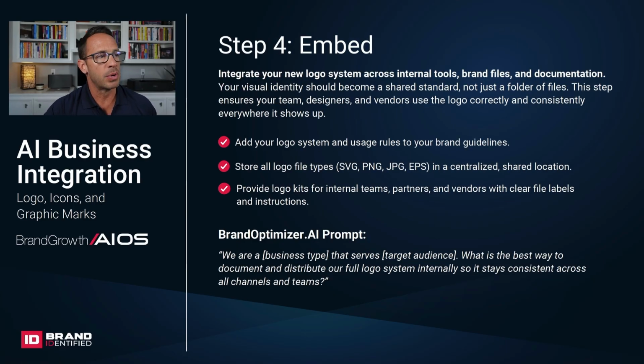So step number 4 is to embed. Integrate your new logo system across internal tools, brand files, and documentation. Your visual identity should become a shared standard, not just a folder of files. This step ensures that your team, your designers, and all of your vendors use the logo correctly and consistently everywhere that it shows up. So you want to add your logo system and usage rules to your brand guidelines, store all logo files, including SVG, PNG, JPEG, and EPS formats, in a centralized shared location, and provide logo kits for internal teams, your partners, and your vendors with clear file labels and instructions.